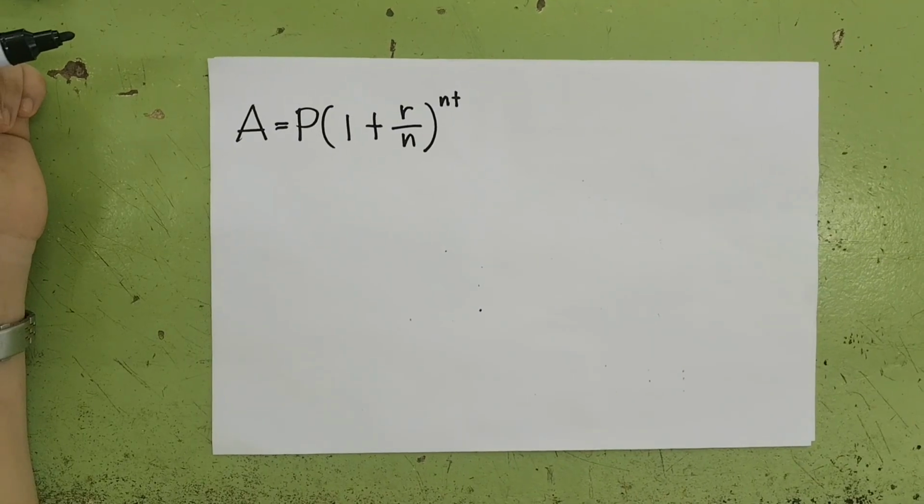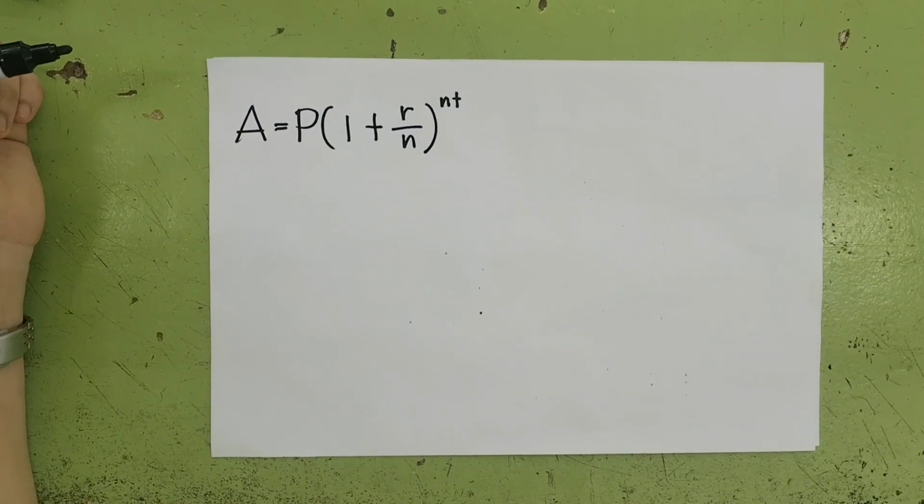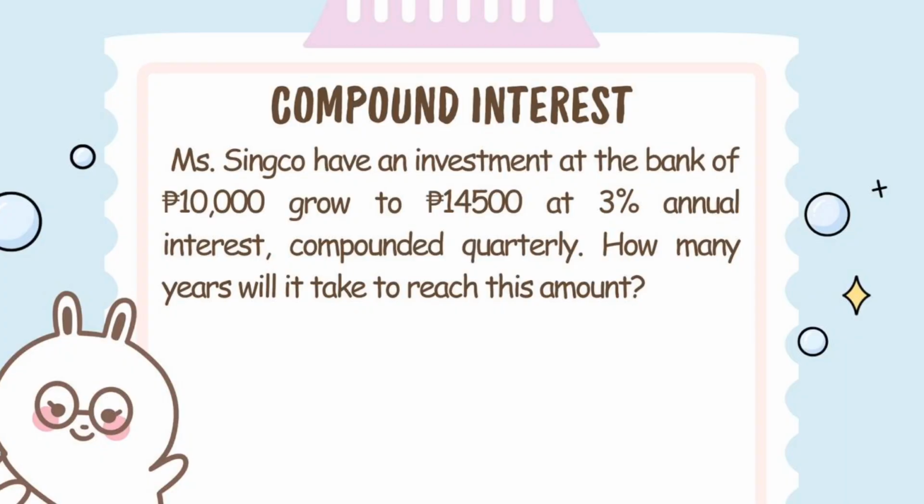So for now, let me give you one example for compound interest and how to solve it using the given formula. We have here an example. Miss Cinco has an investment at the bank of 10,000 pesos, which grows to 14,500 pesos at 3% annual interest, compounded quarterly. How many years will it take to reach this amount?